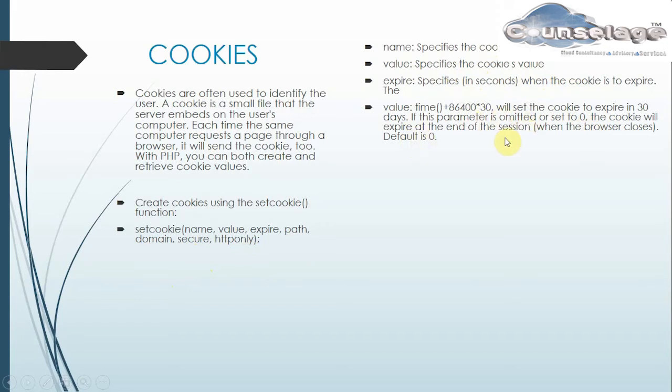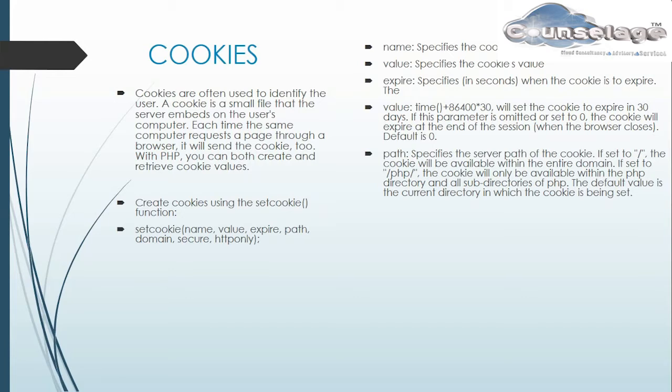For example, this value will set the cookie to expire in 30 days. If this parameter is omitted or set to 0, the cookie will expire at the end of the session, that is, when the browser closes, and the default value is 0.